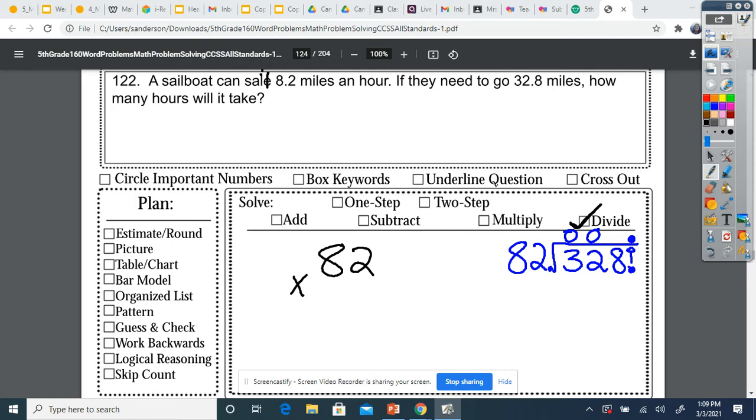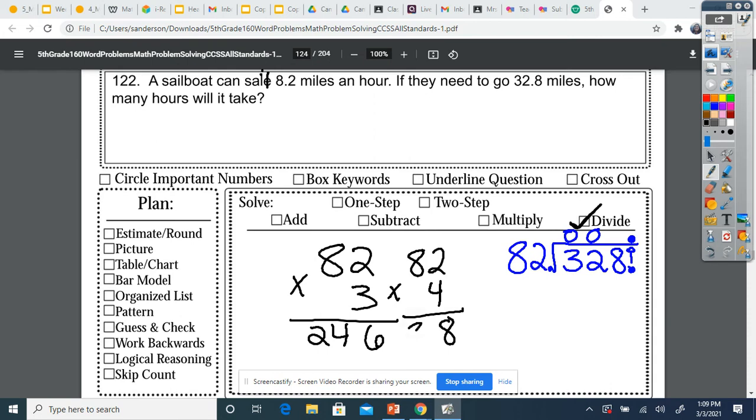So let's do 3. 3 times 2 is 6. 3 times 8 is 24. 246. So let's see if we can get closer. 82 times 4. 4 times 2 is 8. 4 times 8 is 32. 328. So it went in perfectly 4 times. So 82 goes into 328 4 times. 4 times 82 is 328 because we solved that right here.